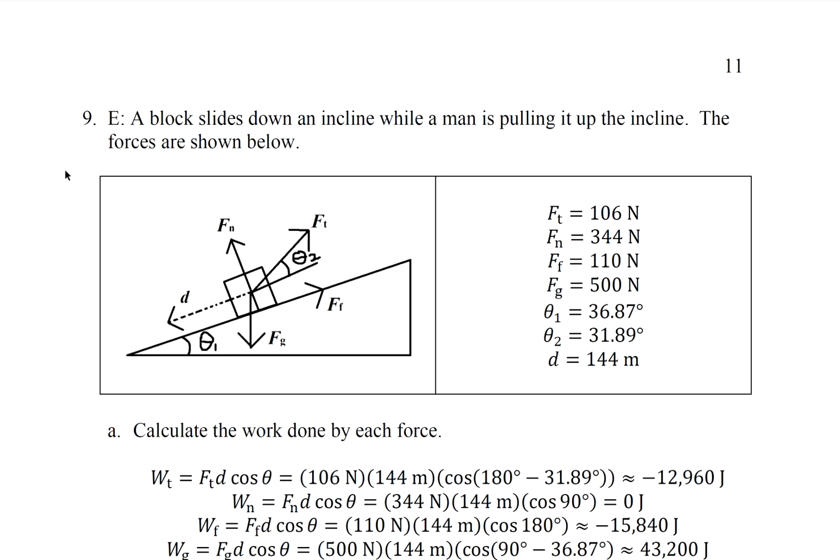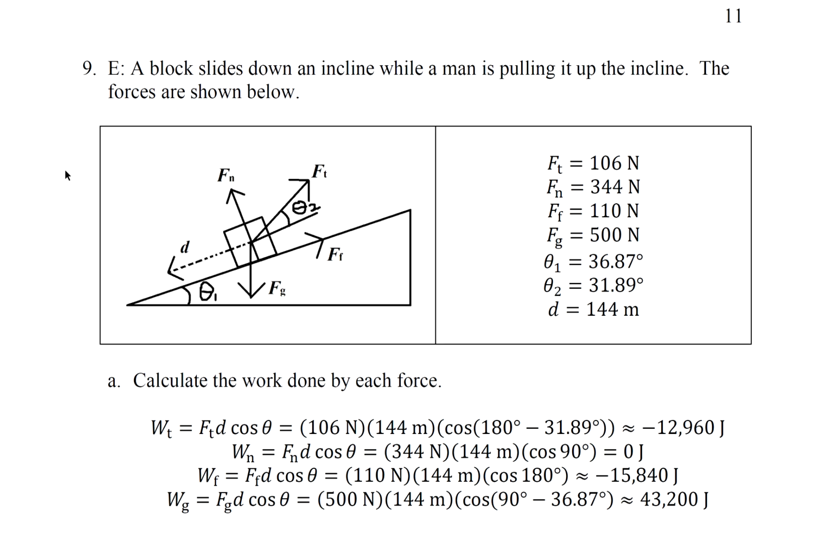Question 9. A block slides down an incline while a man is pulling it up the incline. The forces are shown below. Calculate the work done by each force. So you can see that the object moves down the incline. There's a force of tension up the incline. So theta is going to be 180 degrees minus 31.89 degrees.